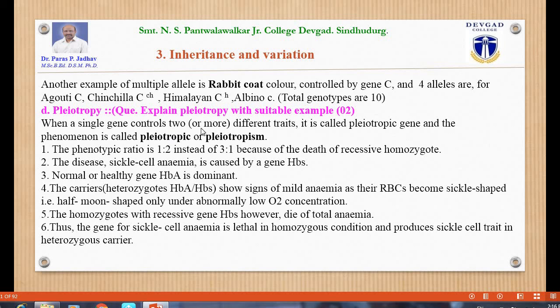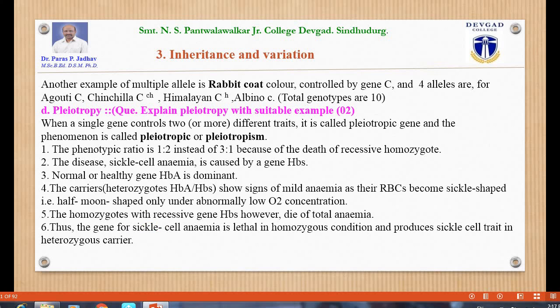When a single gene controls two or more different traits, it is called a pleiotropic gene, and the phenomenon is called pleiotropy or pleiotropism. The first point is, the pleiotropic ratio is 1:2 instead of 3:1 because of the death of the recessive homozygote. Second point is, the disease sickle cell anemia is caused by gene HbS. Normal or healthy gene HbA is dominant. The carriers are heterozygous HbA, HbS genotype and show signs of mild anemia as their RBCs become sickle shaped, that is half moon shaped, only under abnormally low O2 concentration.